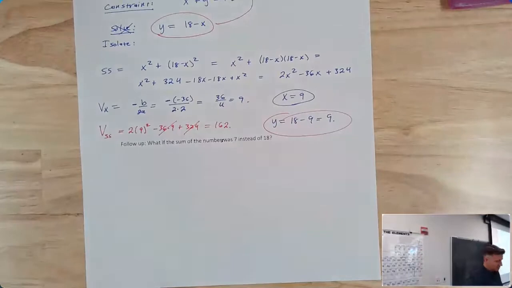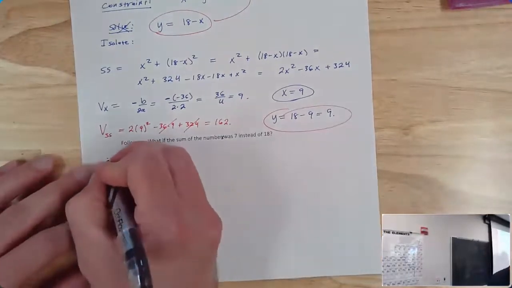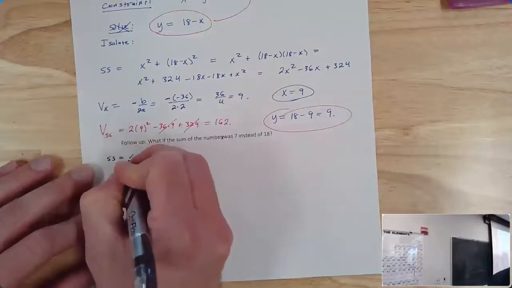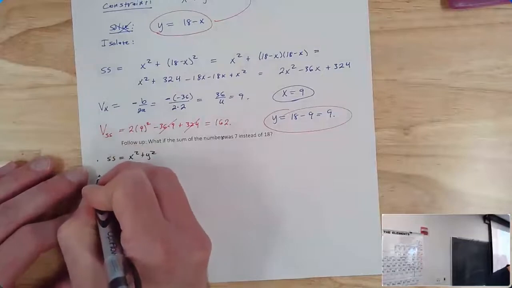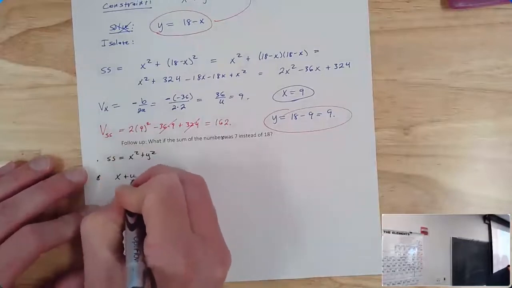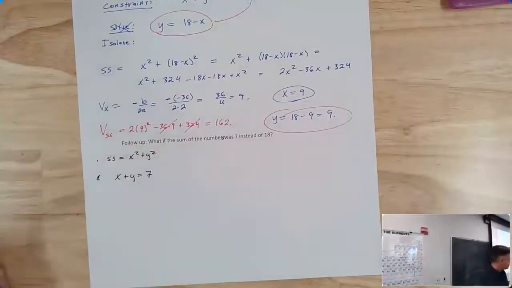What if the sum of the numbers was 7 instead of 18? So what if instead of this situation, where the sum of our squares is X squared plus Y squared, now our constraint was that X plus Y equals 7? If you had to guess, what would you guess X and Y are both going to be? Think about it for just a second.